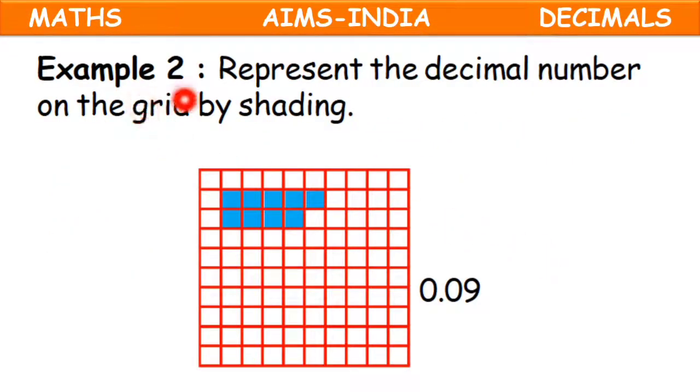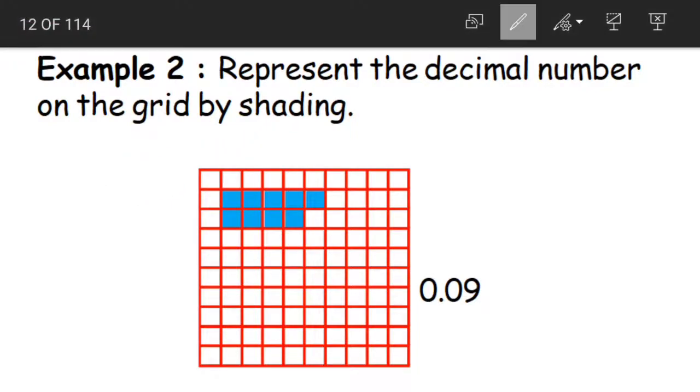Coming to example 2. Represent the decimal number on the grid by shading. What is the decimal number? 0.09 is our decimal number. Now we have to represent this decimal number on the grid, that is the square that was given, right? The big square which was divided into small squares is called a grid. Now we have to represent this decimal number on the grid by shading.